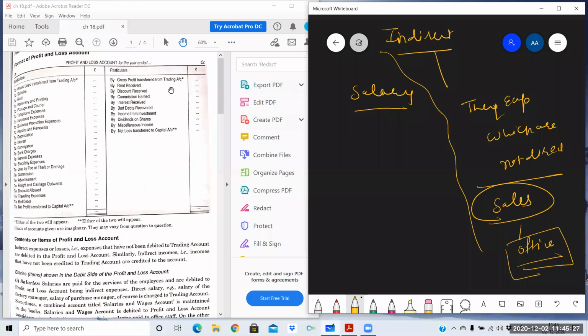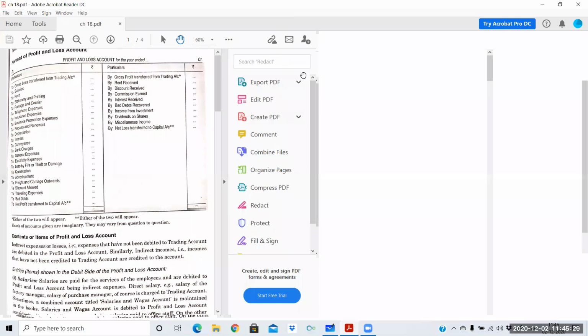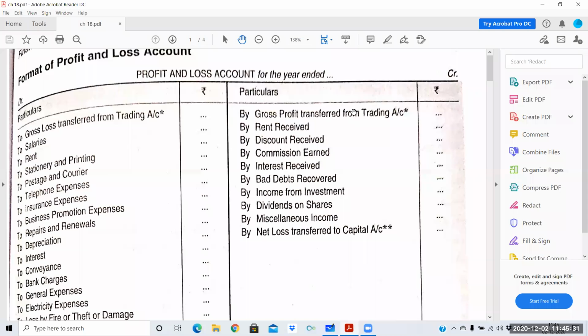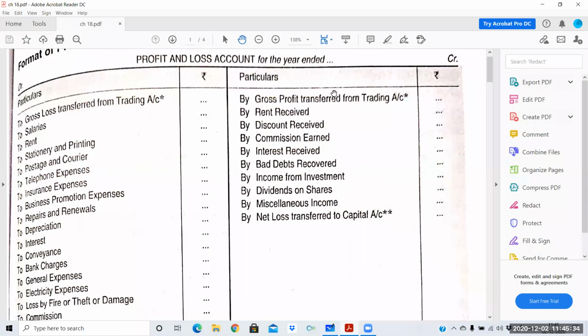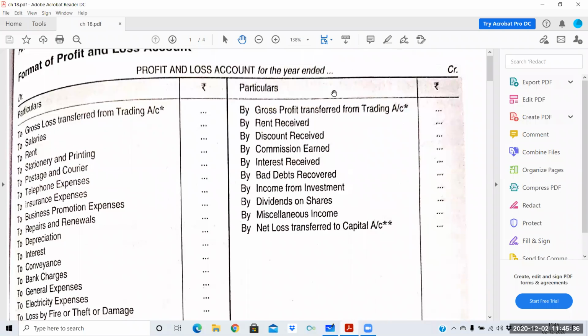Many expenses are there. You can see in this format. Wait a minute. So all these are the indirect expenses. You can see here. So this is the format of profit and loss account, and this will be prepared in this manner.